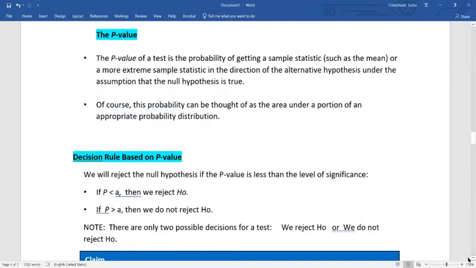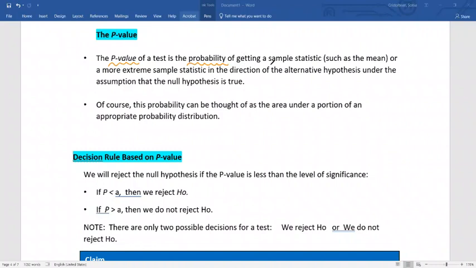Okay, what is the p-value? The p-value of a test is the probability of getting a sample statistic, such as the mean, or a more extreme sample statistic in the direction of the alternative hypothesis under the assumption that the null hypothesis is true. So the p-value will actually be an area under the curve, right? And it's actually the area that we found when we used the central limit theorem in our first example in this video. That was actually the p-value.